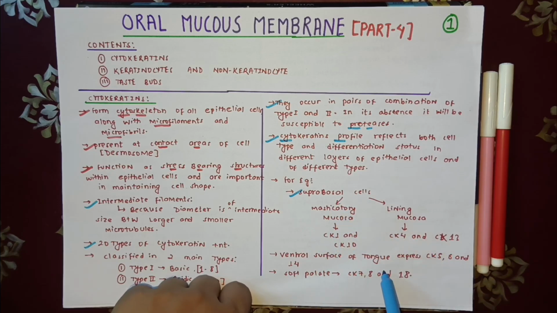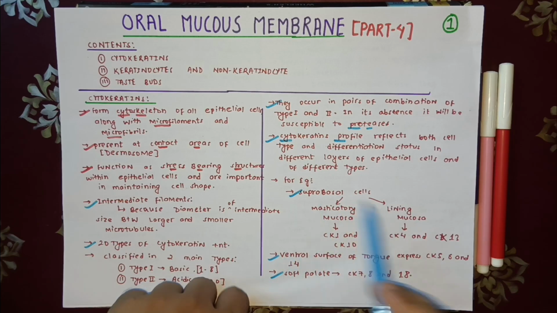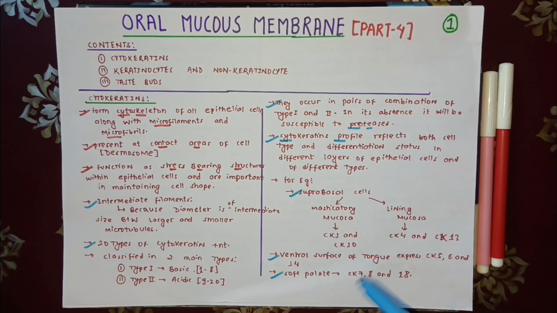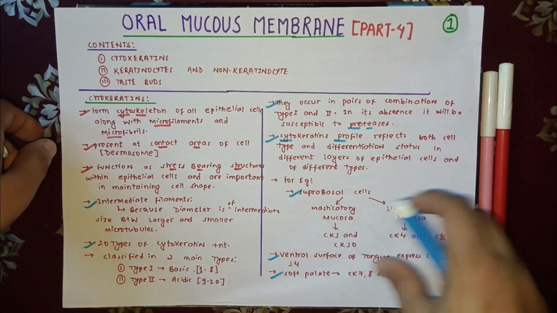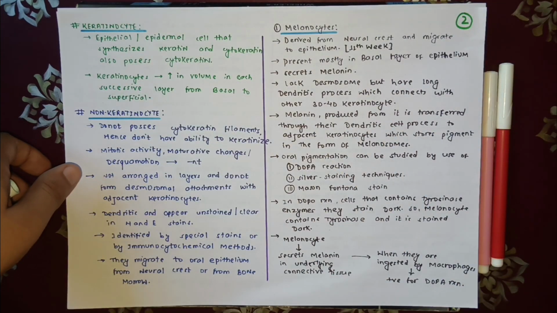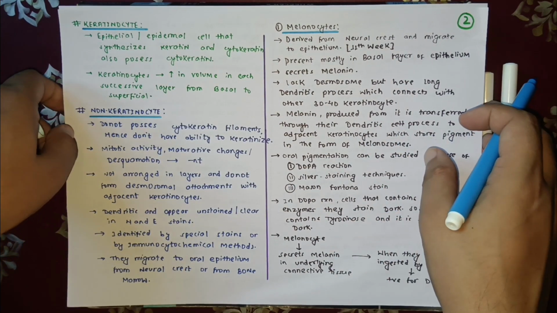And the ventral surface of the tongue expresses CK5, CK6 and CK14. Similarly, in the soft palate, CK7, 8 and 18 are present. All those notes, and this data, I have taken from Orban's. So this can be asked in an MCQ exam, so you should remember this. After this, we will move to another topic, that is the keratinocyte.